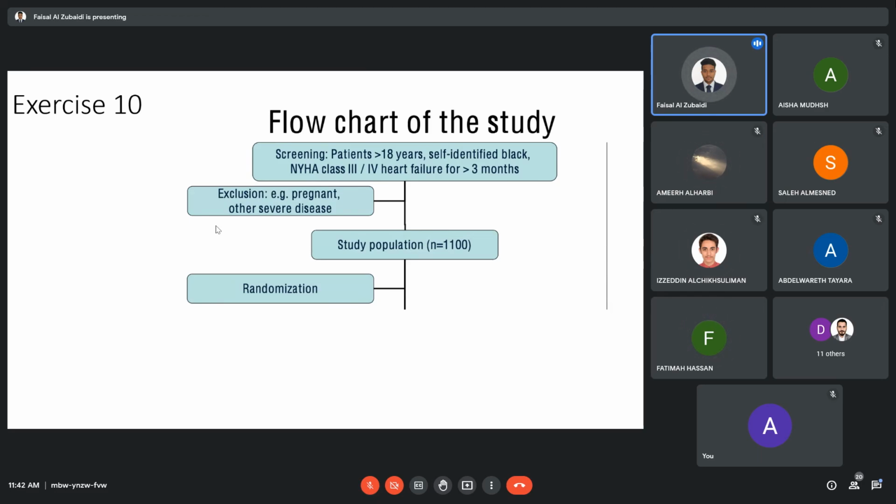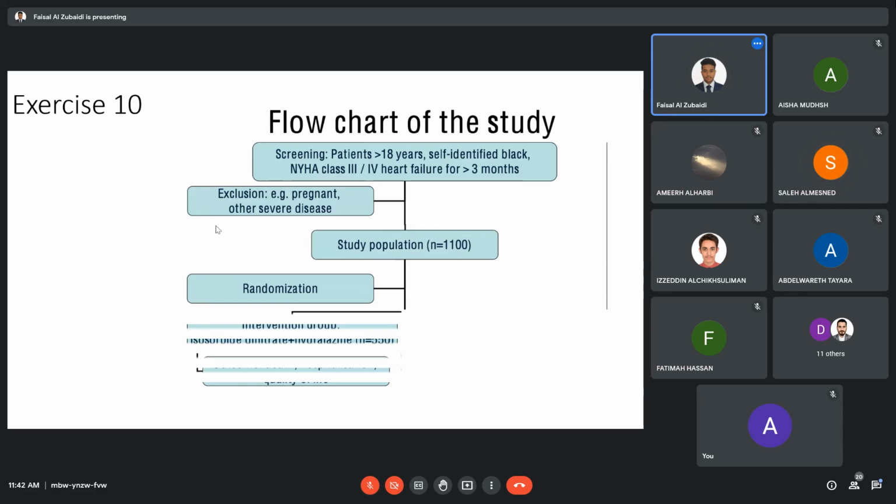Before that, now you have 1,100 people in your hand. What should you do before you go to the follow-up? Don't you think that you have to divide them? Give them the treatment or the placebo. Yeah, so you have to divide them whether they will go to the placebo group or to the interventional group.